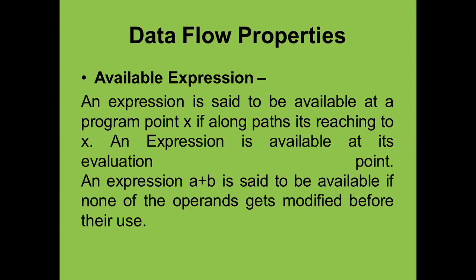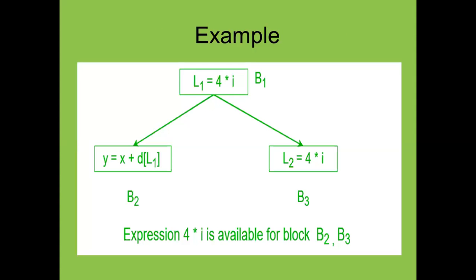Now you can see here, an expression a plus b is said to be available if none of the operands gets modified before their use. Here we are using the expressions and we are not modifying the values of the operands. Now we can see in the example: L1 is equal to 4 star I. This is called B1. What is B1? Block number 1.